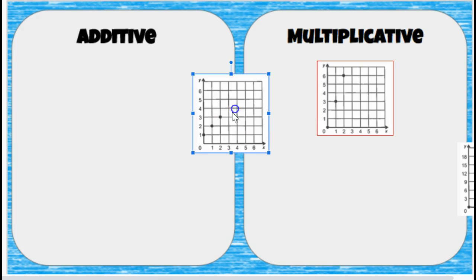So let's look at this one. What would this one be? I have 0, 1, because you go over and then up. So 0, 1. And then I have 1, and then up 2. And then I have over 2 and up 3. So that would be 2, 3. So if I wanted to find my oh, where'd it go? I lost it. Let me try that again.